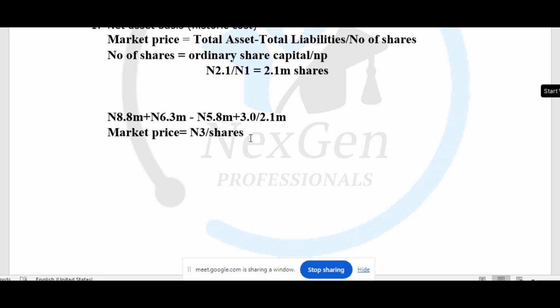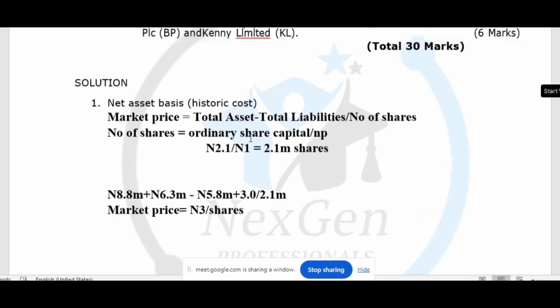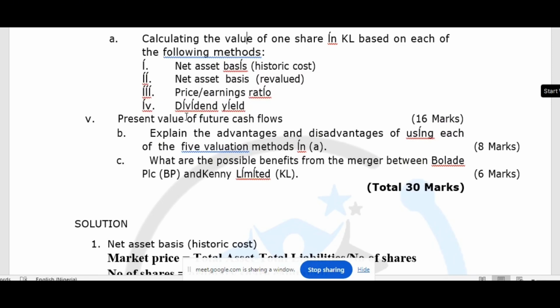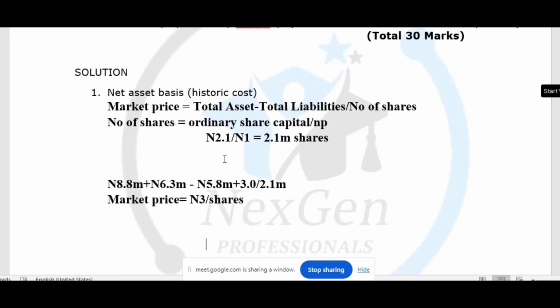Now, the next question is on what? It is on net asset based revalue, right? Which means that we need to pick the revalued amount, right? The net asset base, which is the revalued amount.